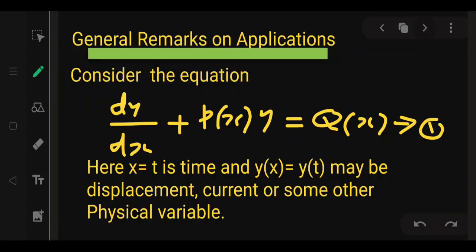Now, some general remarks on applications. Consider the first order equation dy by dx plus p of x into y is equal to q of x. We take it as equation 1. Usually here the independent variable x will be time. So x equal to time, and correspondingly the dependent variable y is a function of x, it will be again a function y of t. Okay, it may be displacement, current, or some other physical variable.